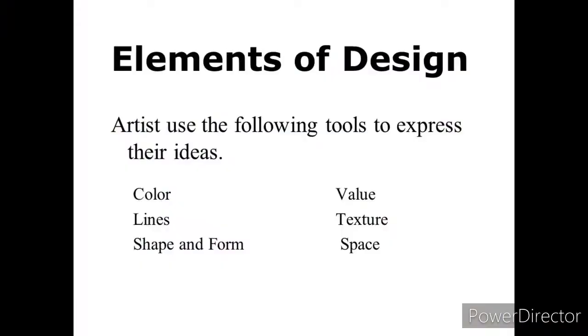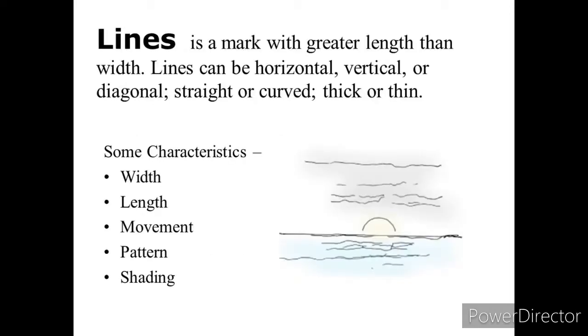Elements of design. Artists use the following tools to express their ideas: color, lines, shape and form, value, texture, and space. First, line is a mark with greater length than width. Lines can be horizontal, vertical, or diagonal, straight or curved, thick or thin. Some characteristics are width, length, movement, pattern, and shading.